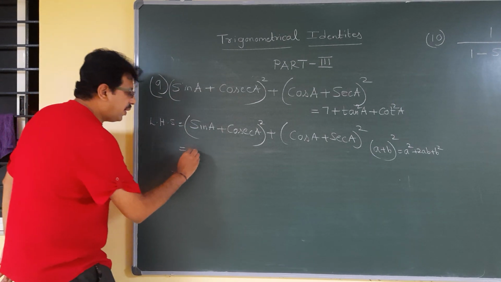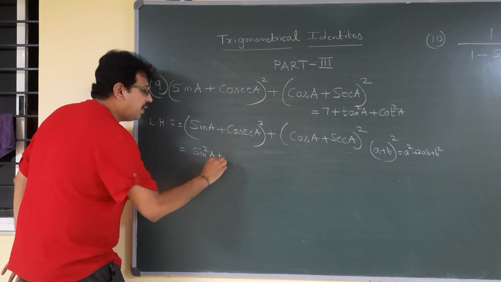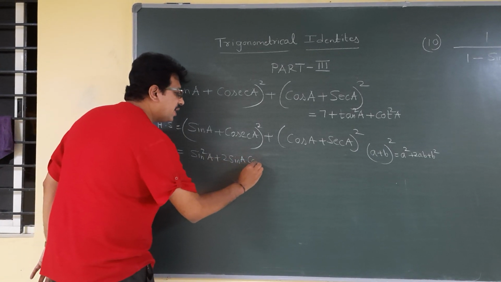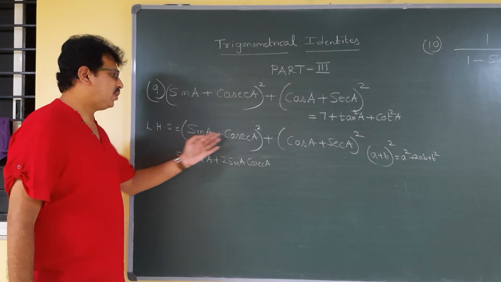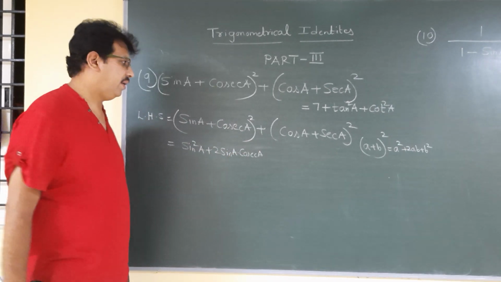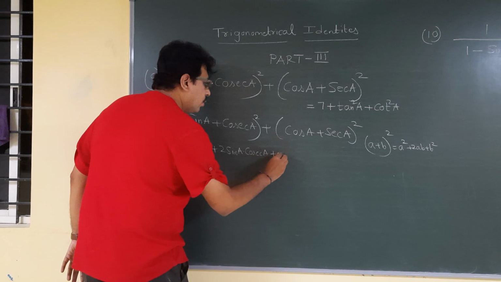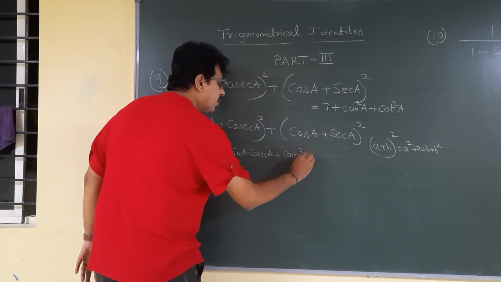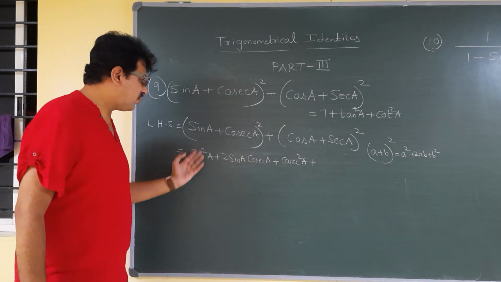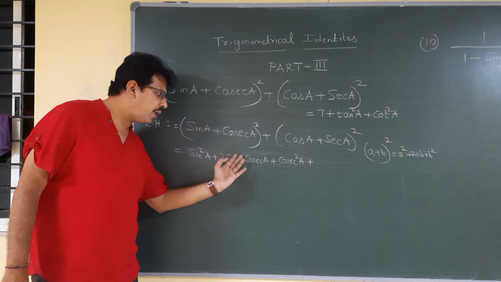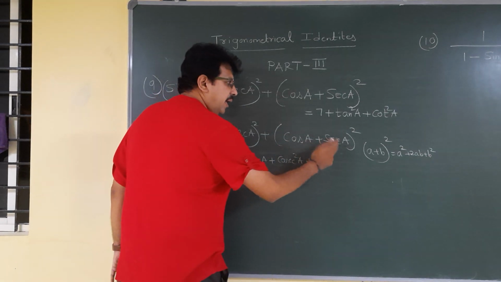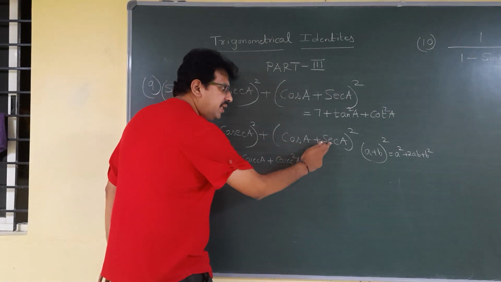So it is sin square a plus 2 sin a into cosec a. That is a square plus 2ab, that is 2 sin a into cosec a, plus cosec square a. Here b square is cosec square a. And here it is again the (a + b) whole square formula. Here a is cos a and b is secant a.